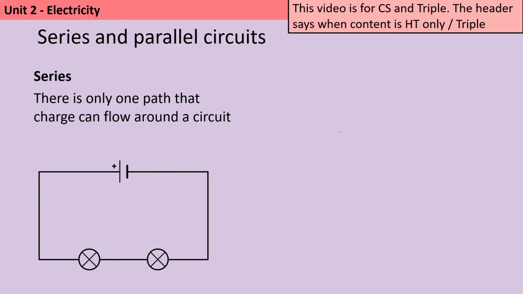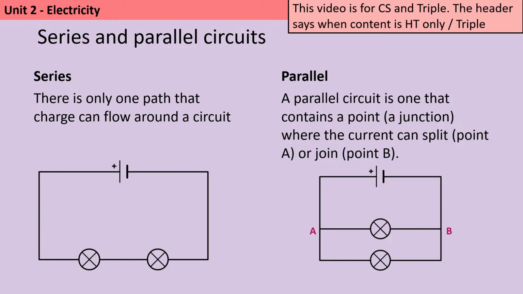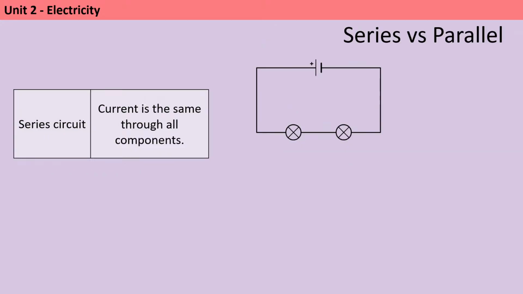In a series circuit, there is only one path that the charges can follow. Whereas in a parallel circuit, there's a junction where the current splits. And in this example, some charges go past one light bulb and some charges go past the other light bulb. For series and parallel circuits, you need to be able to discuss both the current, so how quickly the charges are moving, and the potential difference, the amount of energy that's being transferred.